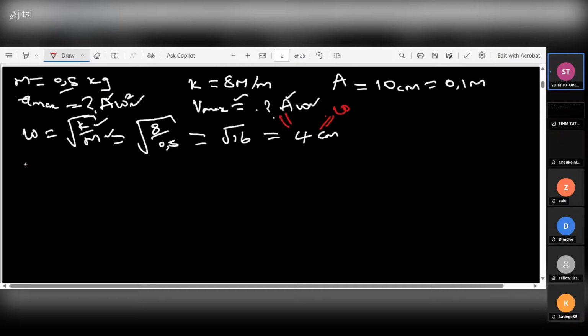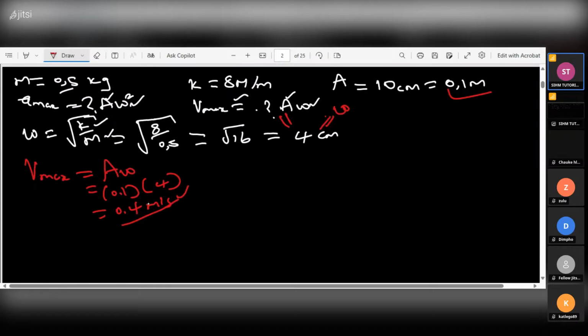We've been given that Vmax is equal to the amplitude times the angular velocity. Remember, our amplitude is 0.1, times 4, and now we're going to get 0.4 meters per second. That one is our maximum speed.